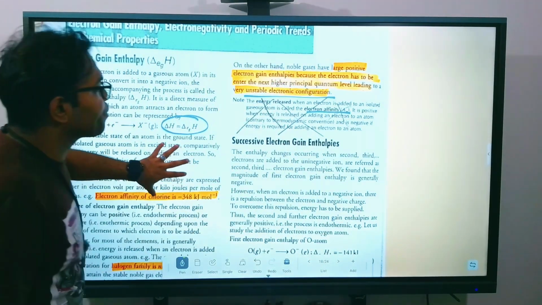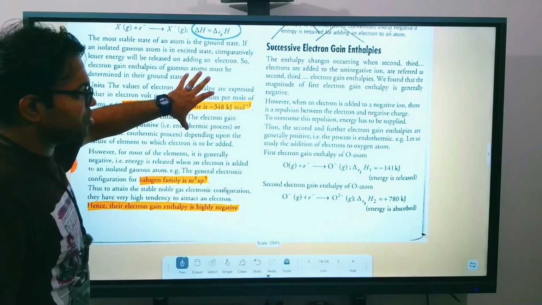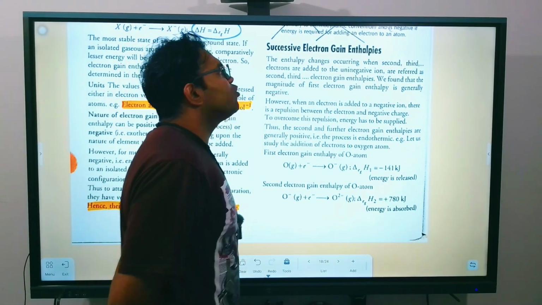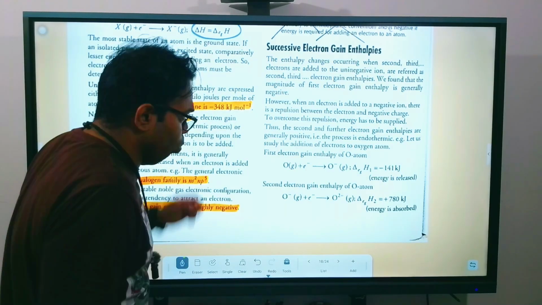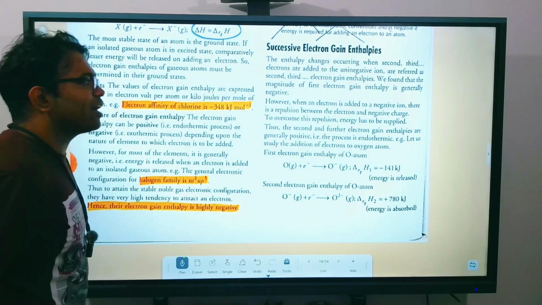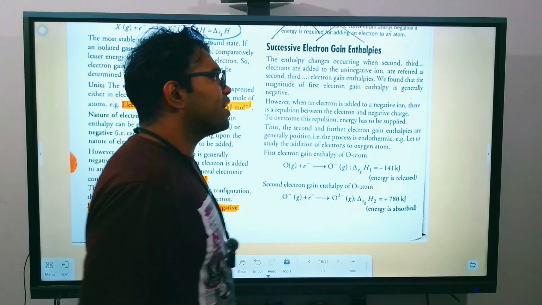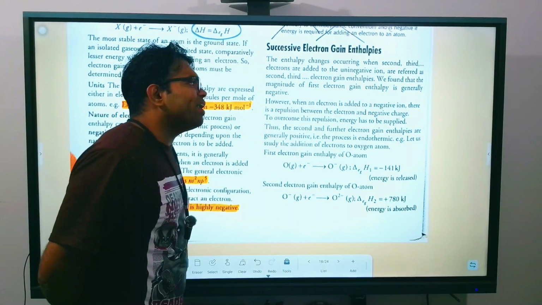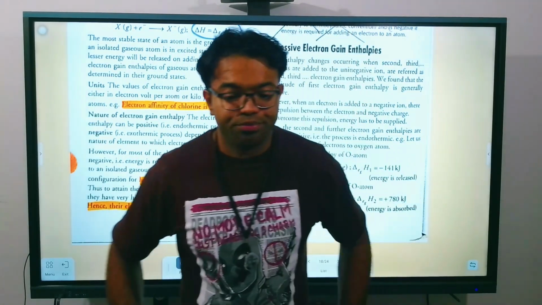Okay, let's move on. Next, successive electron gain enthalpies. The enthalpy changes occurring when second, third electrons are added to the uninegative ion are referred to as second, third electron gain enthalpies. We found that the first electron gain enthalpy is generally negative. However, when an electron is added to a negative ion, now what is happening here?